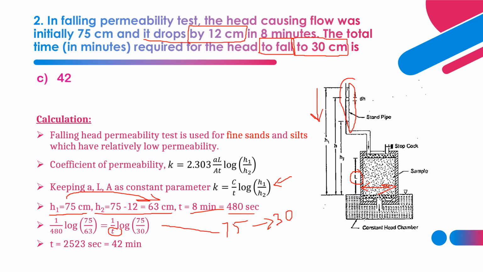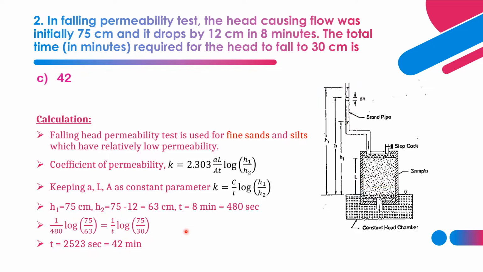So we have to find the time required for the head to fall from 75 to 30. Just substitute all the relevant data and parameters here, so that we can get the answer for T in seconds, that is 2523 seconds, and we have to calculate in minutes as mentioned here. So seconds to minutes is 42 minutes. This is how we proceed with a variable head permeability test. So this is the main and important formula: K is equal to 2.303 AL by AT log of H1 by H2. That's it.